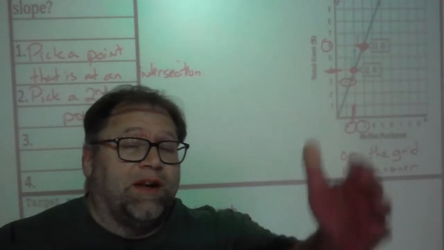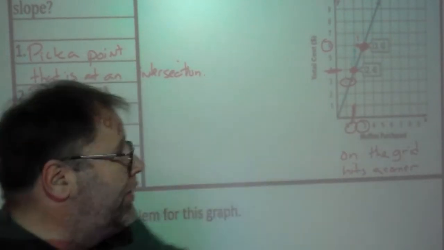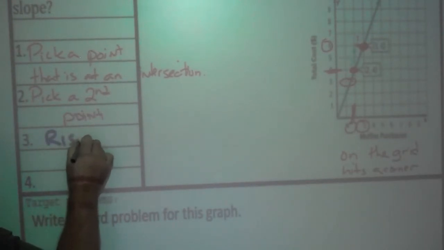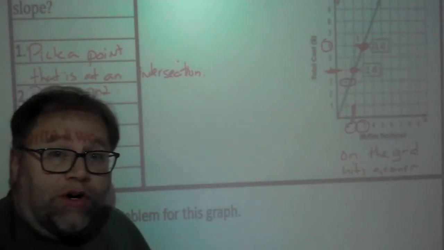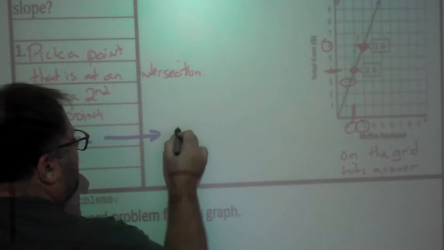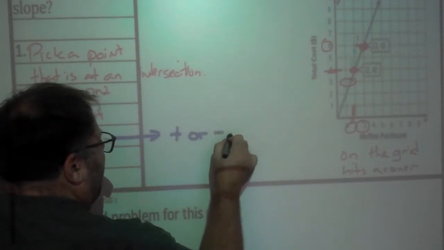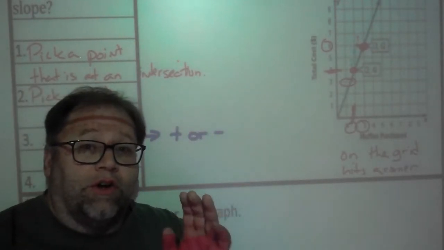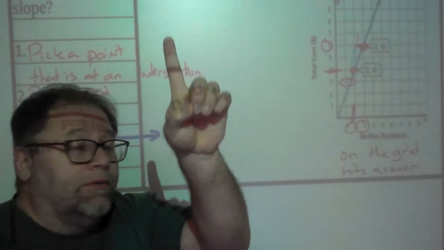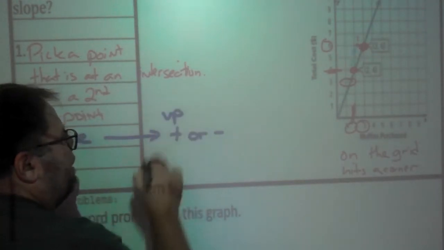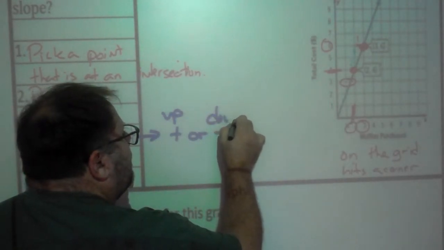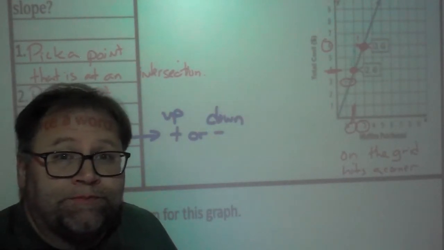I want to focus this, and I'm going to say this over and over again. The third thing we're going to do is the rise. Do the rise first. The rise is going to tell us if it's positive or negative. Either you're going to go up or you're going to go down. If you go up, it's positive. If you go down, it's negative.